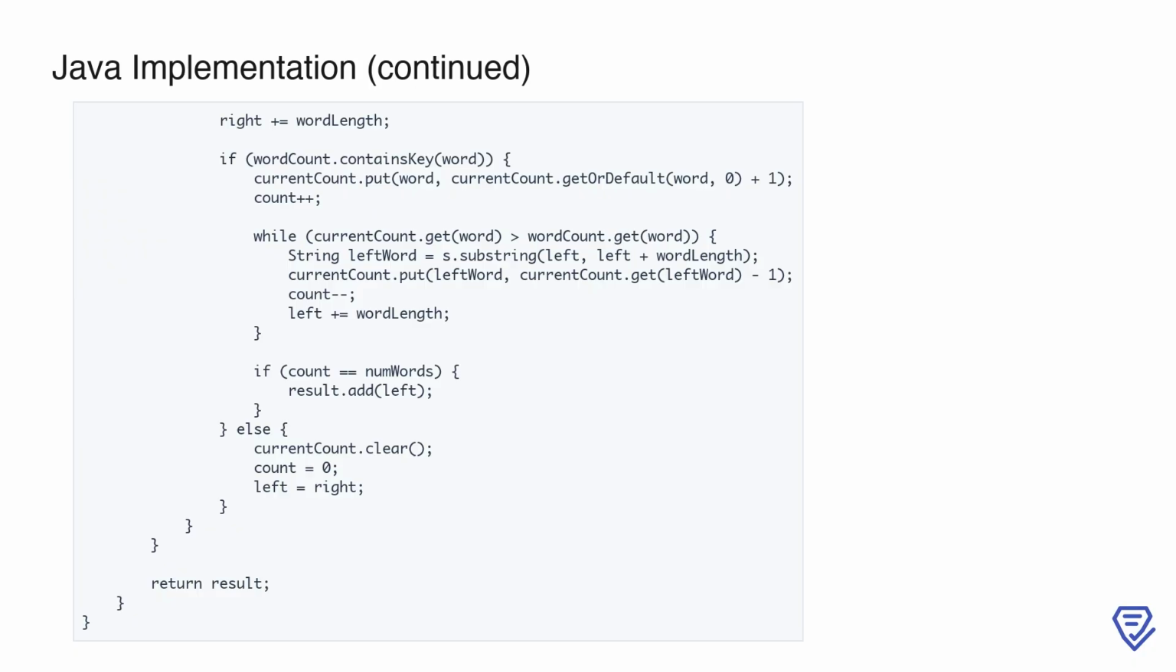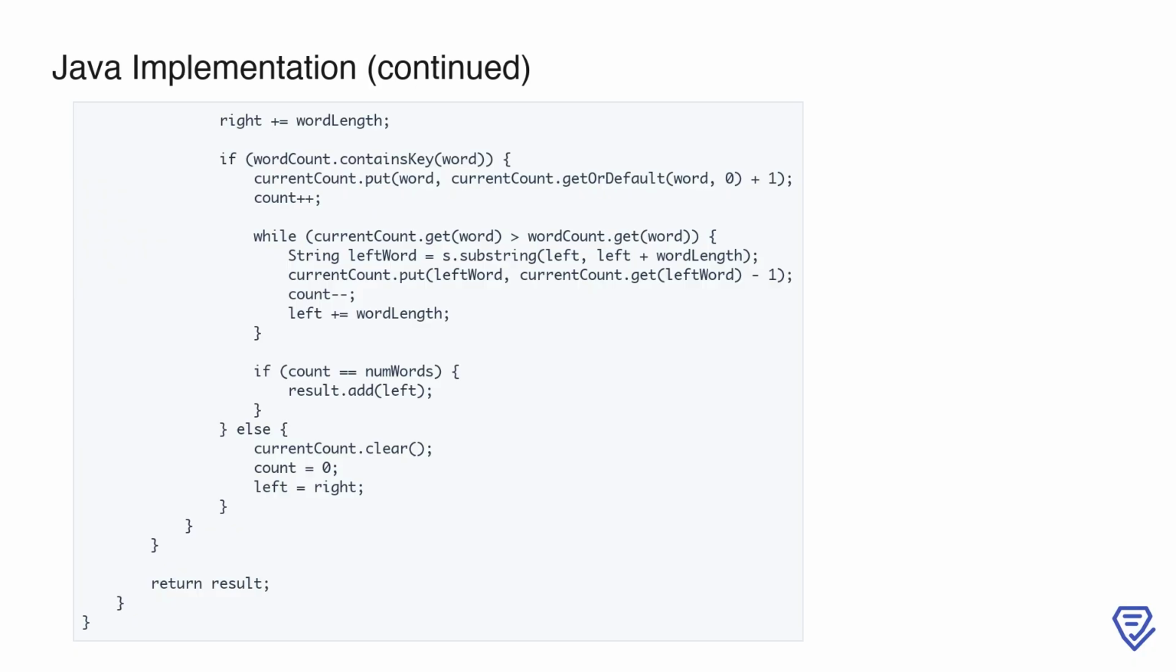If the extracted word exists in the word count map, we increment its count in the current count map and increase the count variable. If the frequency of the word in current count exceeds the allowed frequency in word count, we adjust the window by moving the left pointer forward in increments of word length, reducing the count of words being removed from the window and updating the count accordingly.